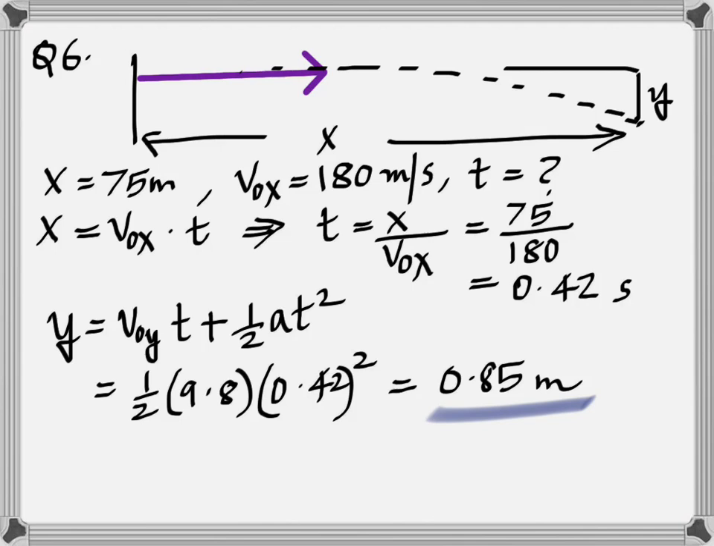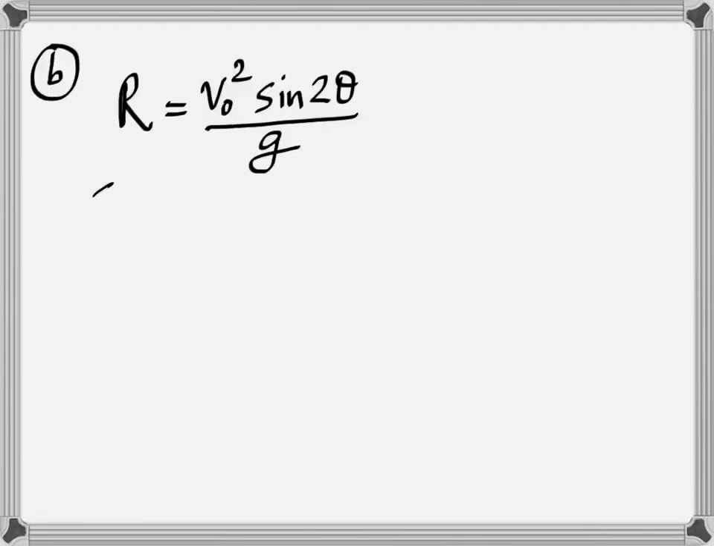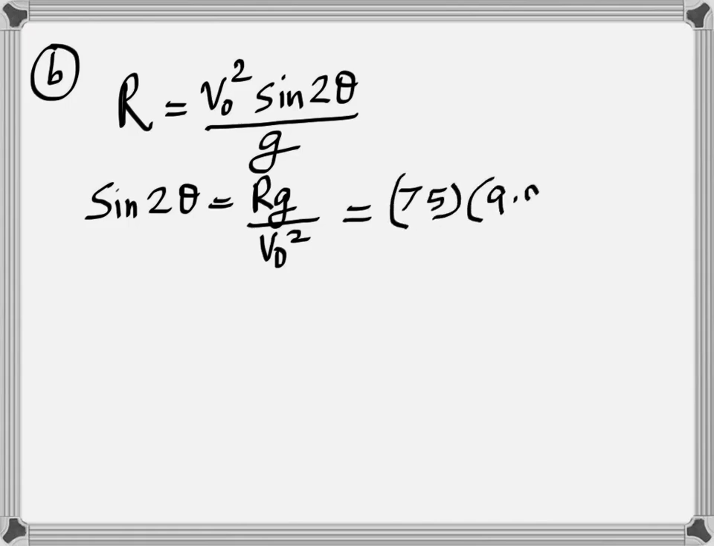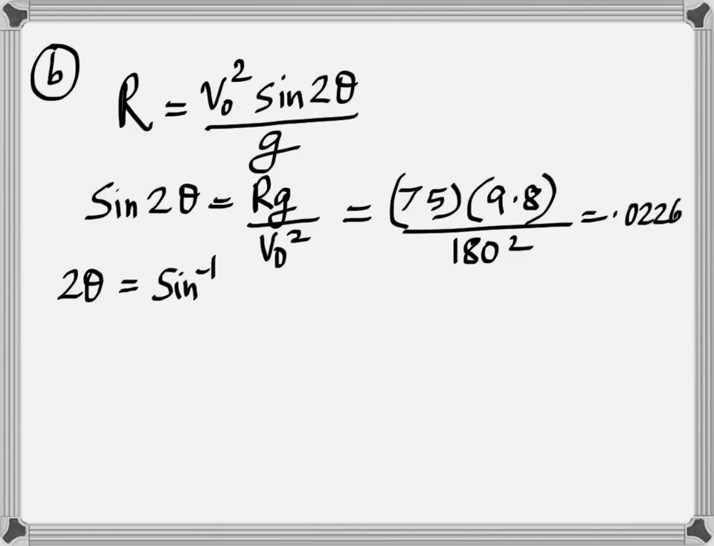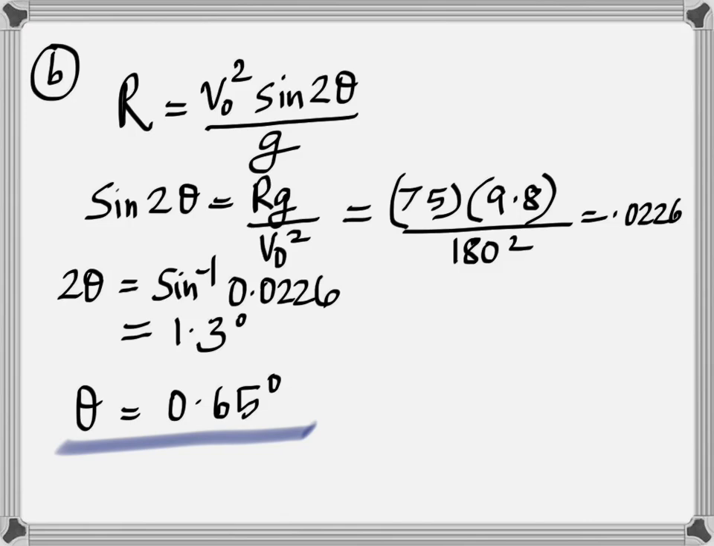Okay. Go to the second part of the question. At what angle should the gun be aimed so as to hit the target? That's what we've been talking about. Sine 2 theta is Rg by V naught squared. Plug in the numbers. And you get that. Then 2 theta would be the sine inverse of 0.0226. Once you take the sine inverse, you get 1.3 degrees. But remember, that is 2 theta. So you got to divide that by 2 to get 0.65 degrees.